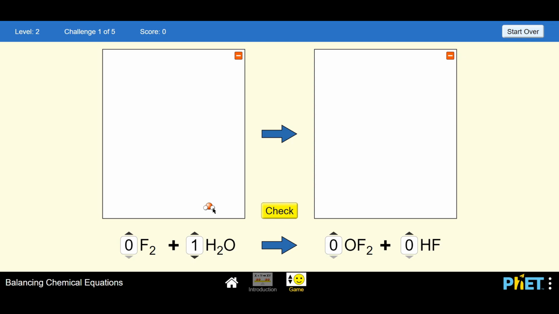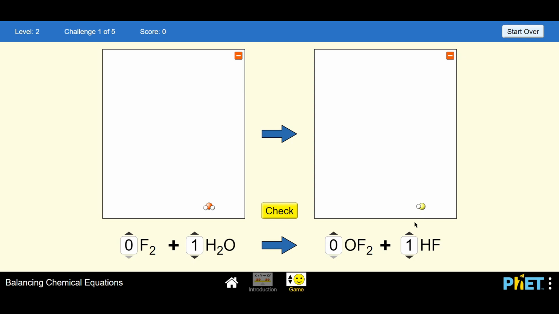1, 2. And if you look on the right-hand side, if I add one of these, in this compound, HF, there's only one H. And there again, you see there's a white dot there that represents the hydrogen atom. And so right now, there are two hydrogen atoms on the left and only one hydrogen atom on the right. And so we say that the chemical equation is not balanced.